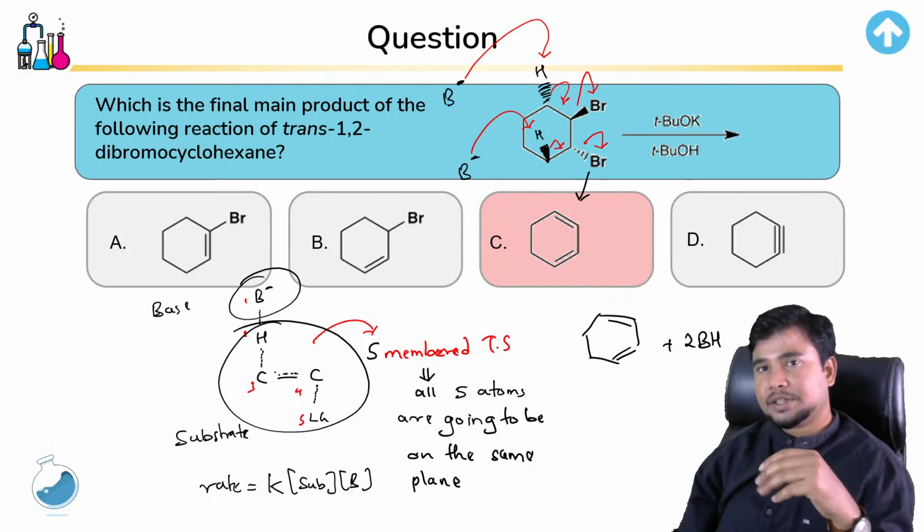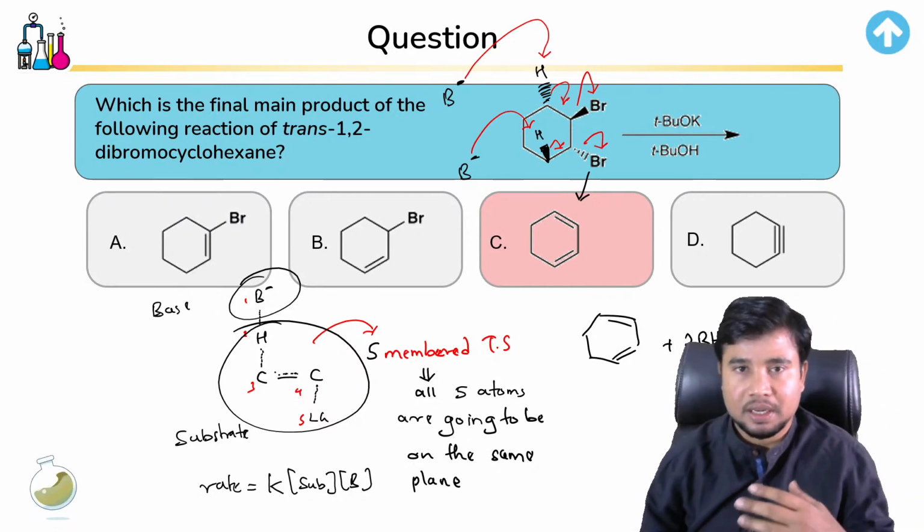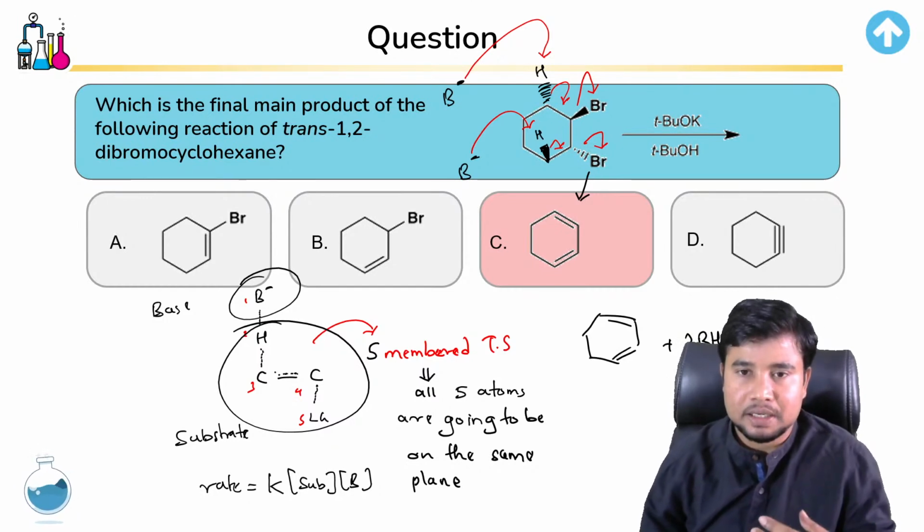And this is the type of reaction that we usually observe if the basic action is seen and you have an atom over the anti position.